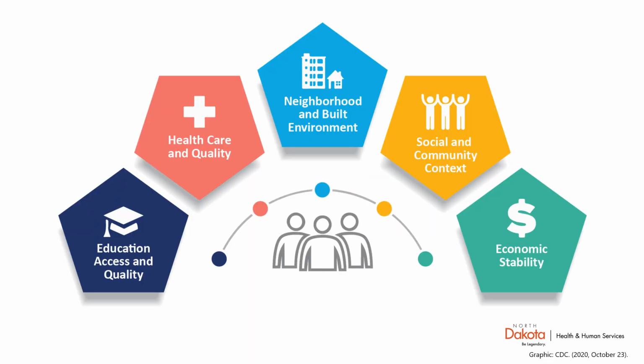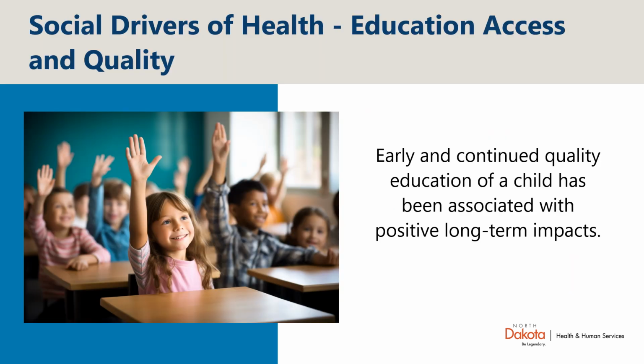When talking about social drivers of health, the Healthy People Initiative has identified 5 areas that they will focus on: education access and quality, healthcare access and quality, neighborhoods and built environments, social and community context, and economic stability. Let's begin with education access and quality. This domain of the social drivers includes early childhood education, literacy, language, vocational training, and higher education.